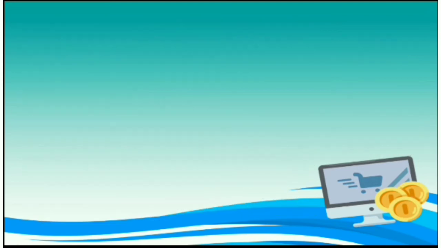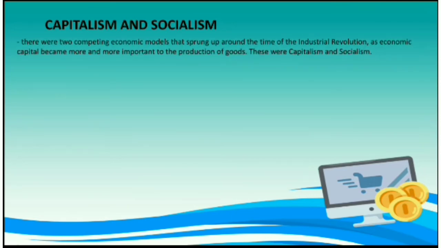Other economic events are capitalism and socialism. There were two competing economic models that sprang up around the time of the Industrial Revolution, as economic capital became more and more important to the production of goods. These were capitalism and socialism. First, let us tackle capitalism.